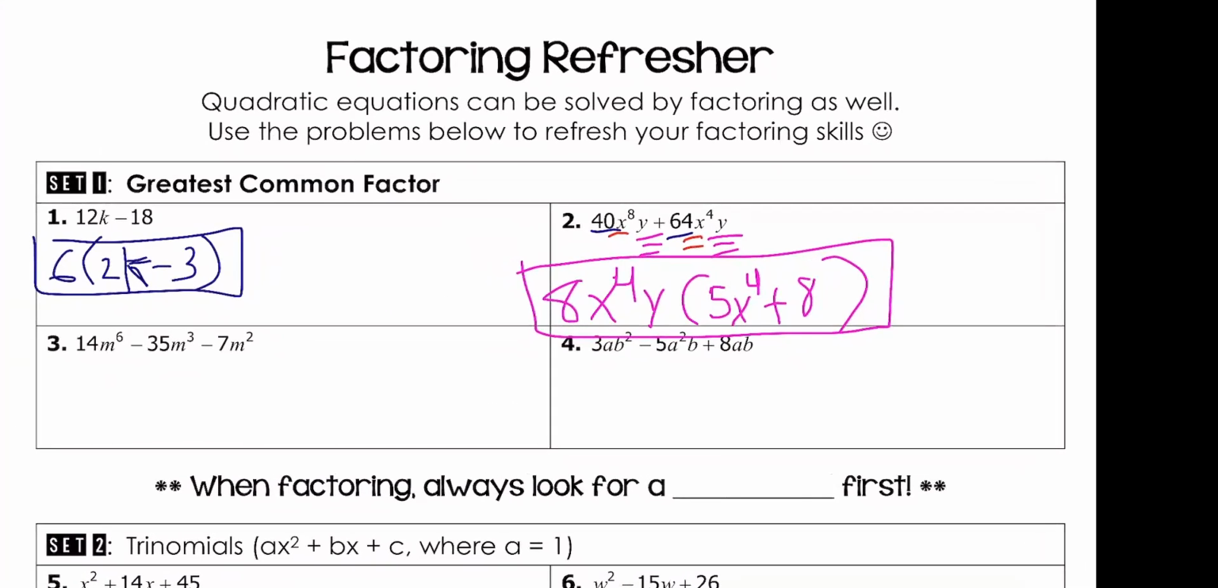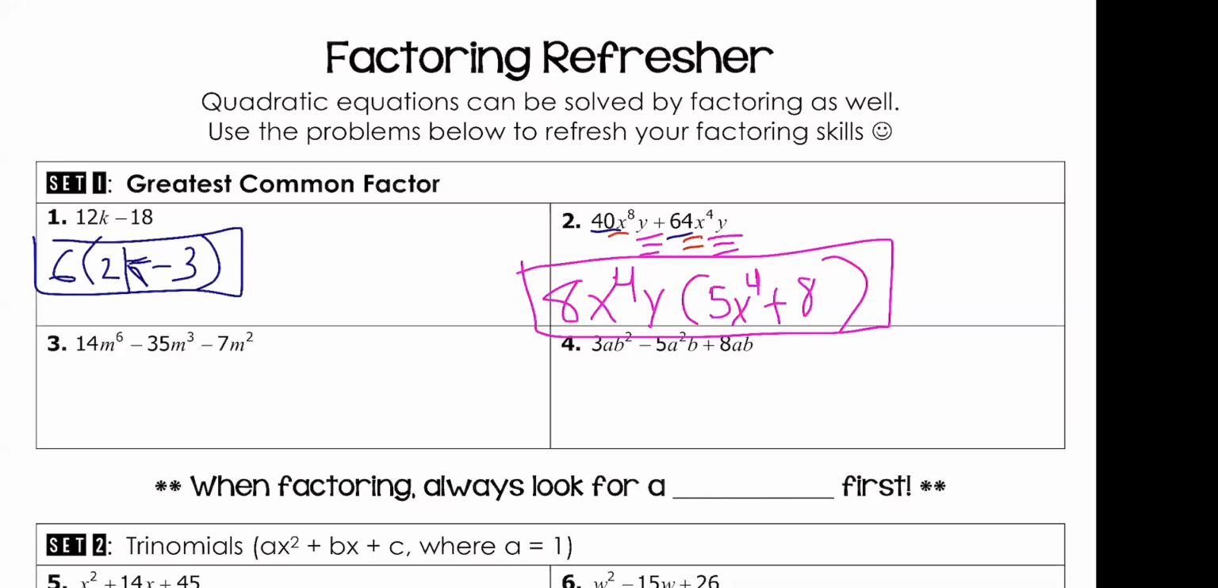How about you guys try 3 and 4, see if you can pull out your GCF. One tip for number 4, you're not going to be able to pull out the constant. So you'll only be pulling out your variables in number 4. But give 3 and 4 a try, see if you're okay with this pulling out a GCF.